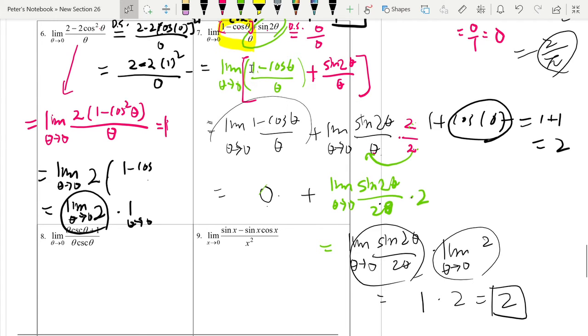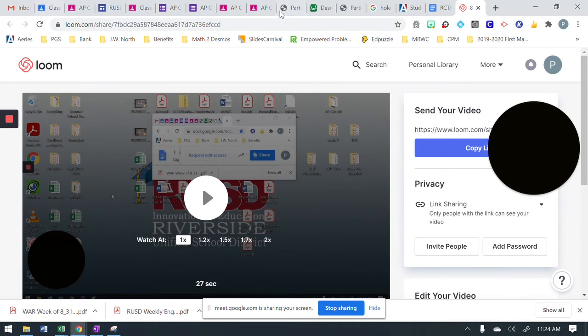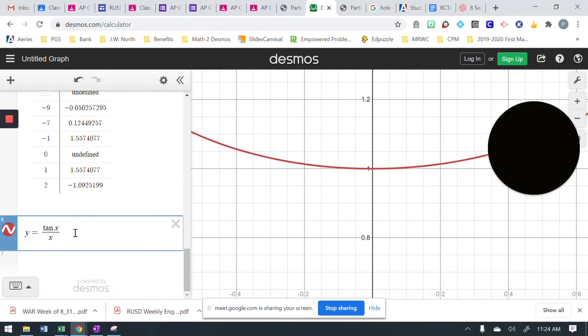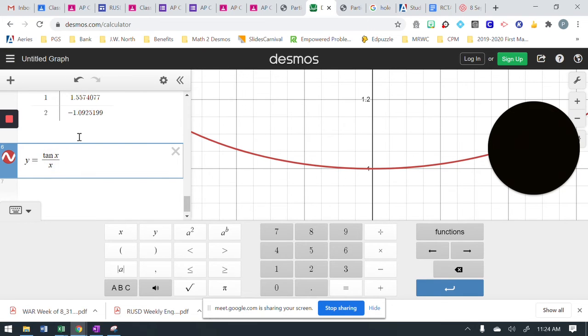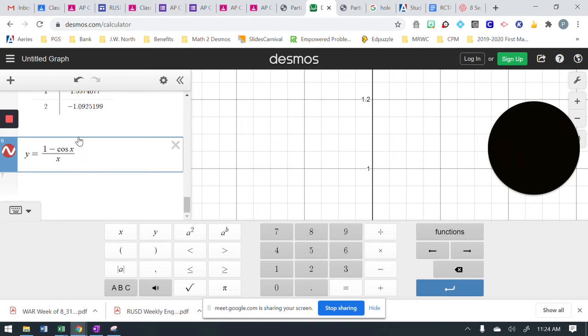And guess what? If you put this in the decimals, you will get that equal to 2. So pretty cool stuff. I mean, that's one way to check out your answer, right, folks? If you use the decimals, I can do it here: 1 minus cosine of x, was it plus sine 2x? Yes, plus sine of 2x.